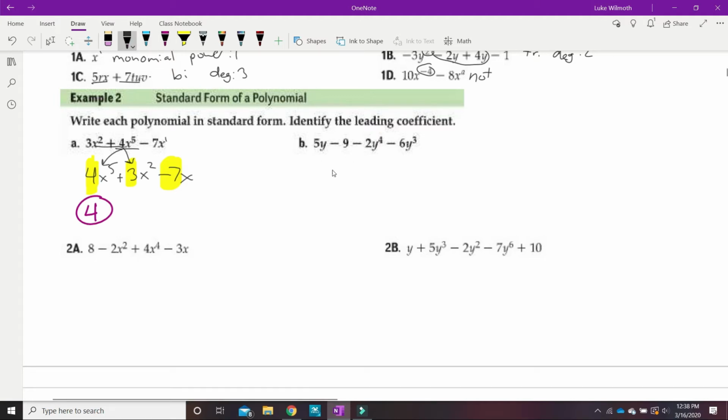Okay, let's try the next one here. Looking at all my powers, negative 2y to the 4th is the highest power. Then I've got the negative 6y cubed.